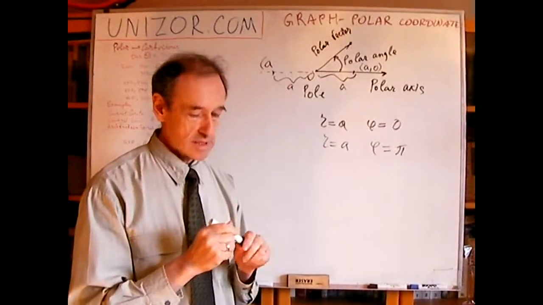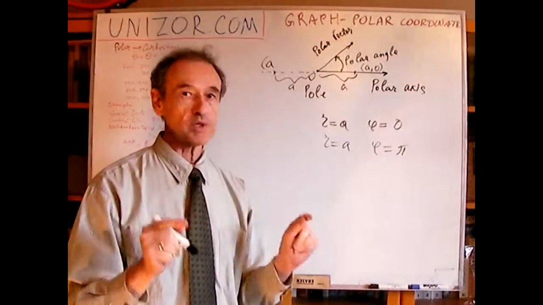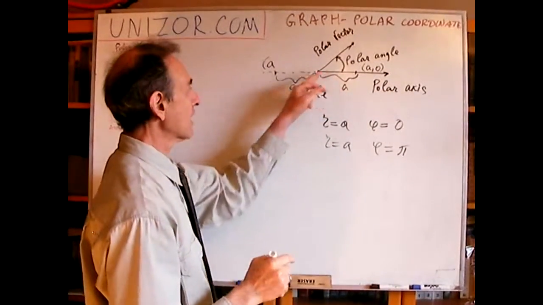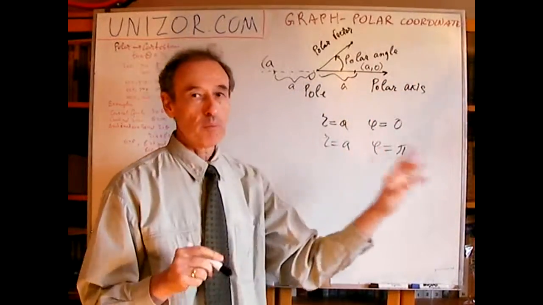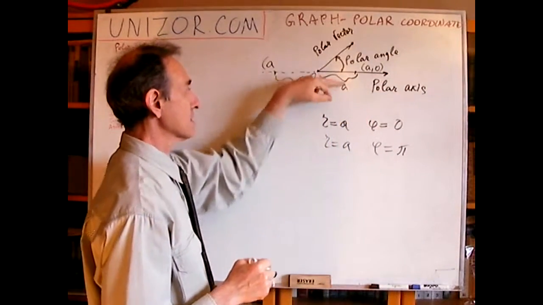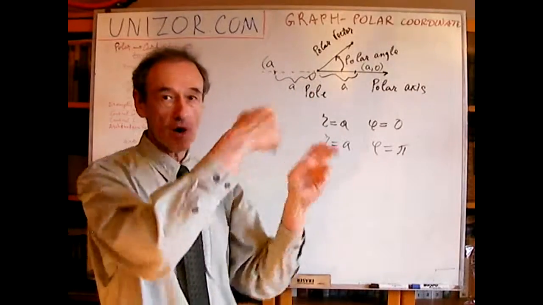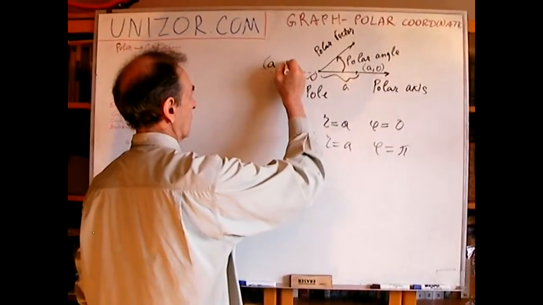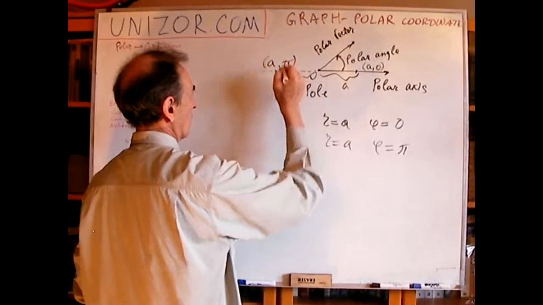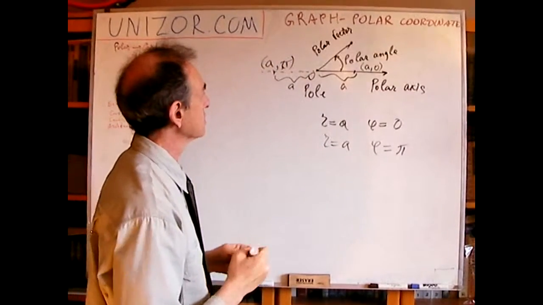Note, this is a distance which is always positive. There is no negative direction on this particular axis. This is only one positive direction. So everything else is achieved through turning, in this case, by pi. So that's coordinates of this.